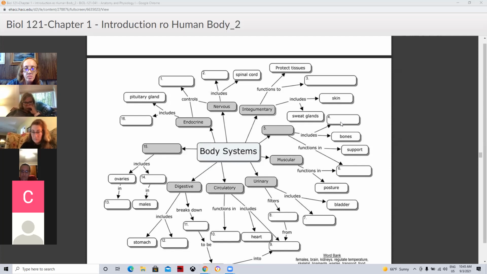More tendons and cartilage. Functions: support and protection and locomotion. The muscular system functions in posture and locomotion. The urinary system includes the bladder and the kidneys. The urinary system filters blood from the blood vessels. The circulatory system functions in circulating the blood and eliminating waste, carbon dioxide. See that bottom part?